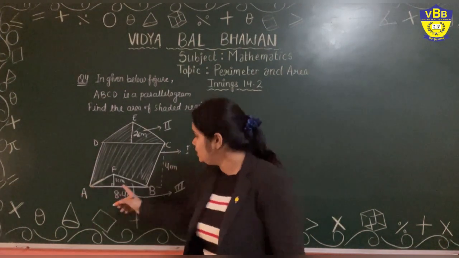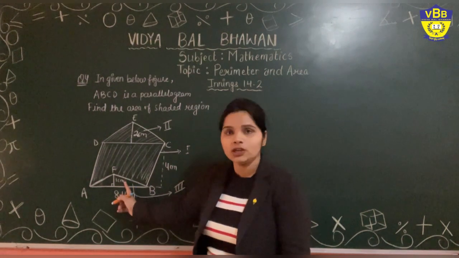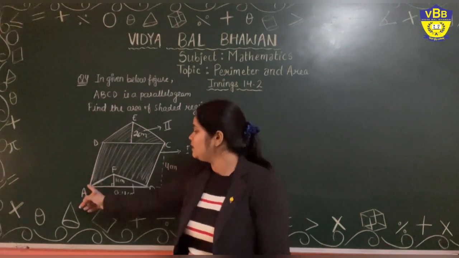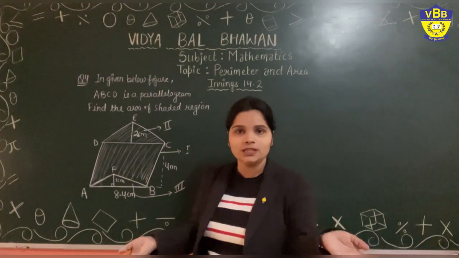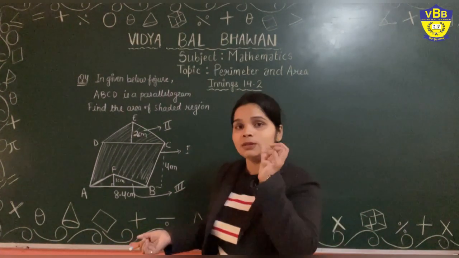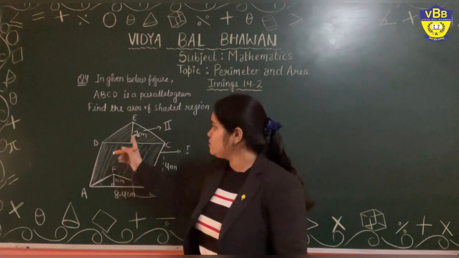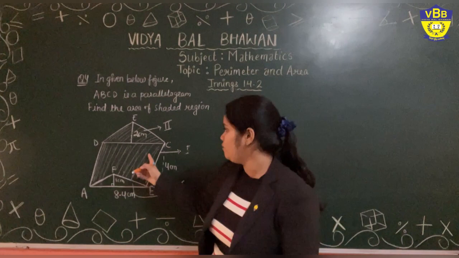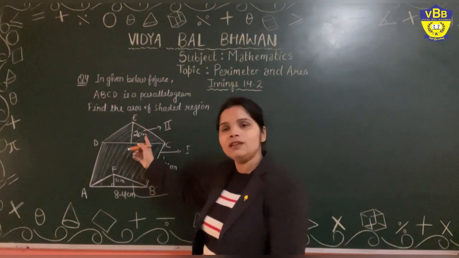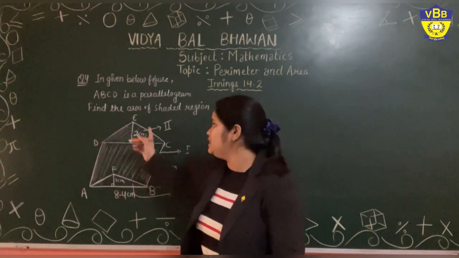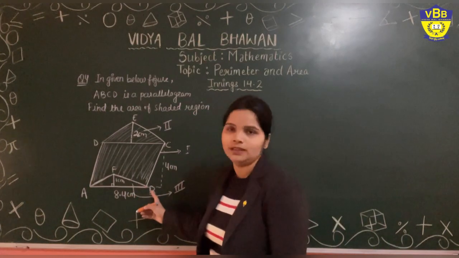Now, from this parallelogram ABCD, there is one triangle which is not shaded. That means after calculating the area of parallelogram ABCD with the formula base into height, I need to subtract this area of triangle as it is not shaded. So I will calculate the area of the first figure, that is ABCD parallelogram, the area of the second figure, that is this triangle DEC, and the area of the third figure, that is triangle AFB.